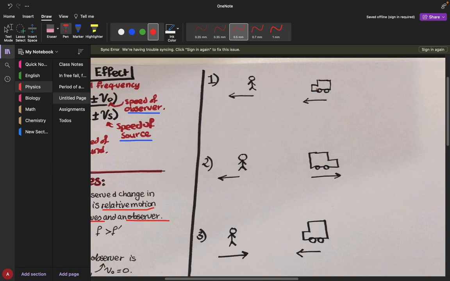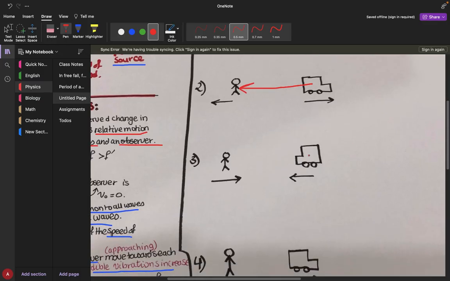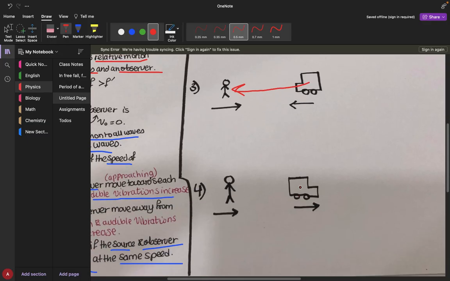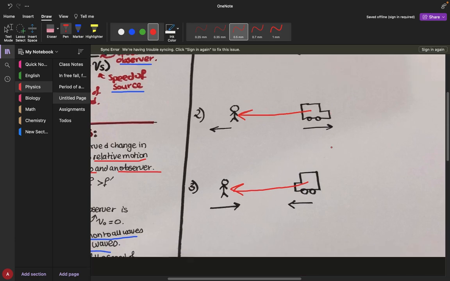So this is the source to the observer. The red line would be this way. And this is the source. The red line would be obviously towards the observer, this way. So always draw a line towards the observer, always, okay? And that's what we did.